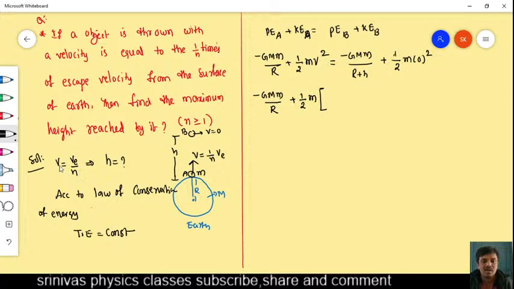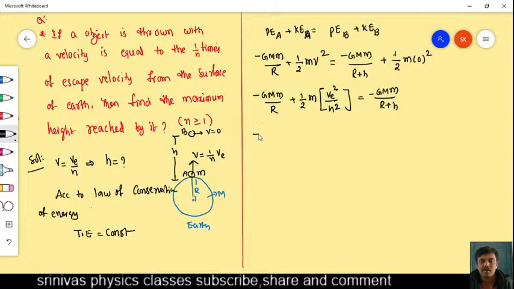We are throwing with a velocity that is equal to 1 by n times the escape velocity. Then we write v square as v square by n square, because v is equal to v by n. We substituted that here. Then minus GMm by (r plus h) we will get. Now we have to simplify it.